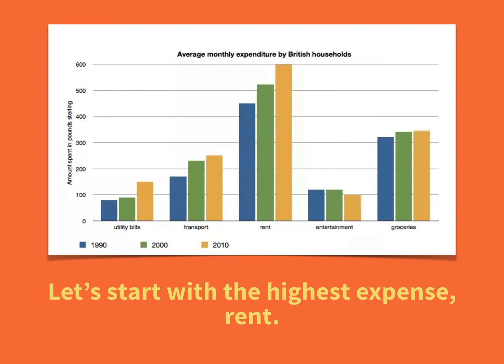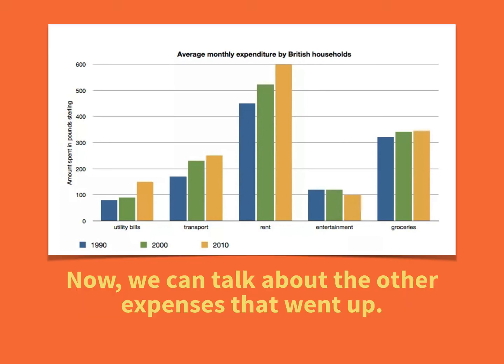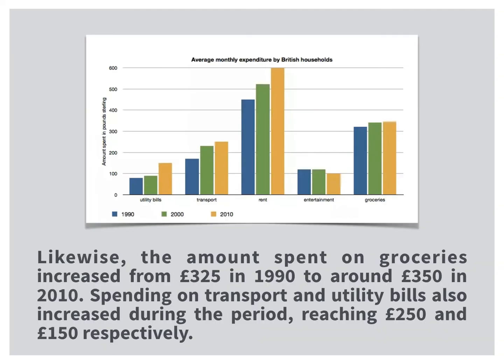So we can start again with rent because rent is the highest expense. So we're going to give the same information, but we're going to present it slightly differently so that it supports our second trend. So we say here the amount spent on rent, for example, increased from $450 a month in 1990 to $600 a month in 2010. And then we can do a similar thing for the other expenses in the chart. So we say likewise, the amount spent on groceries increased from $325 to around $350.